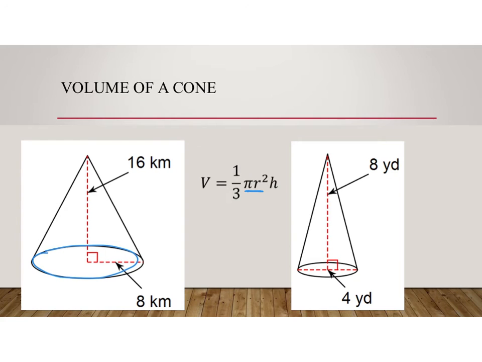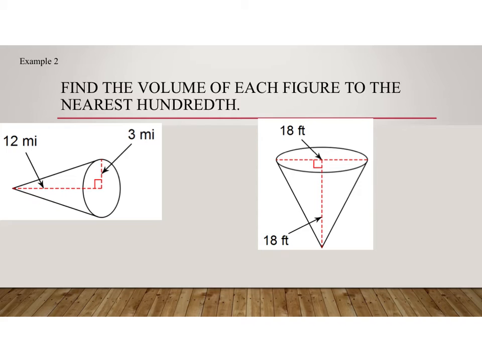So let's go ahead and take a look at an example. For example 2, it says find the volume of each figure. So again, volume is equal to 1/3 pi r squared h. When I start plugging things in, I have 1/3 pi. My r value in this case is 3. We're going to square that, and then multiply it by the height, which in this image is 12. So this gives me 1/3 times pi times 9 times 12.